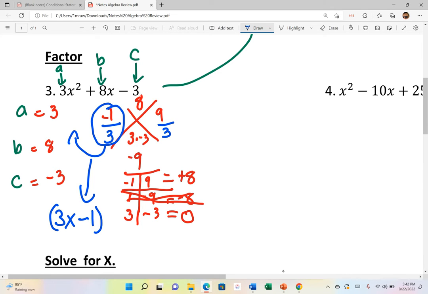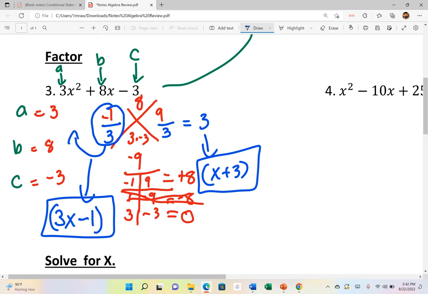Okay. My next binomial, well, I need to reduce this 9 over 3. Guess what? That reduces nicely to just a positive 3. So when I make this one a binomial, it's just going to be x plus 3. Pretty simple. Now, these are your two factors, right? You factored out that binomial. The best way for you to check your answers again is to multiply and see if you got that.